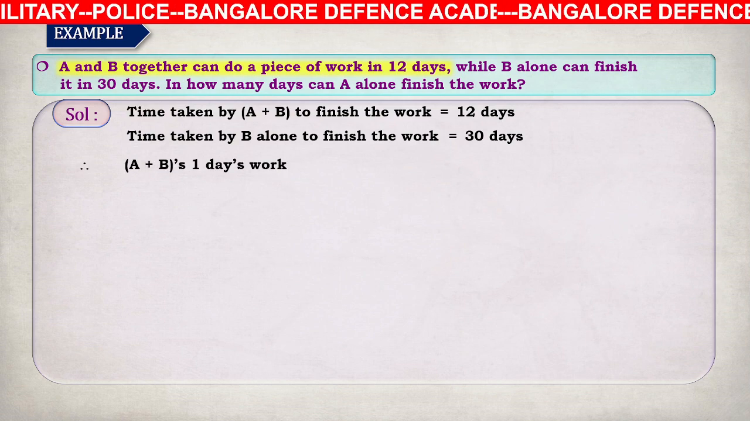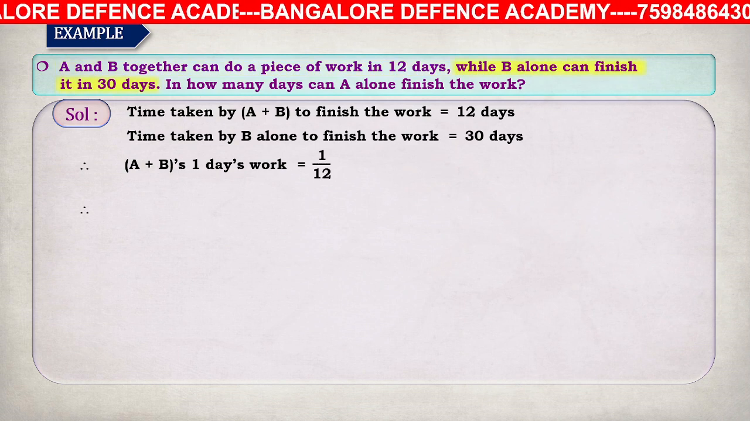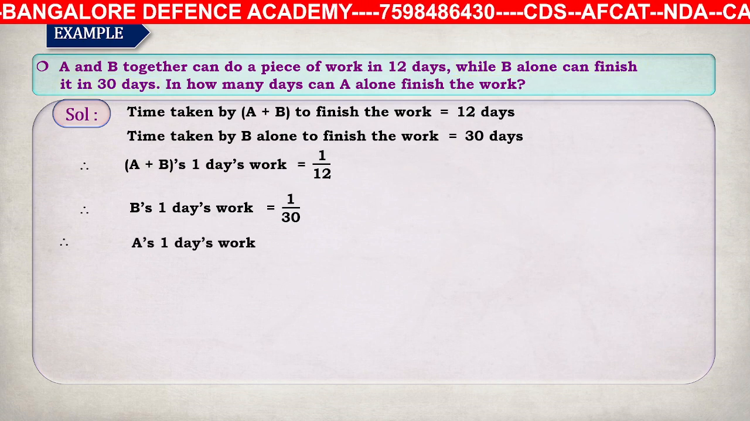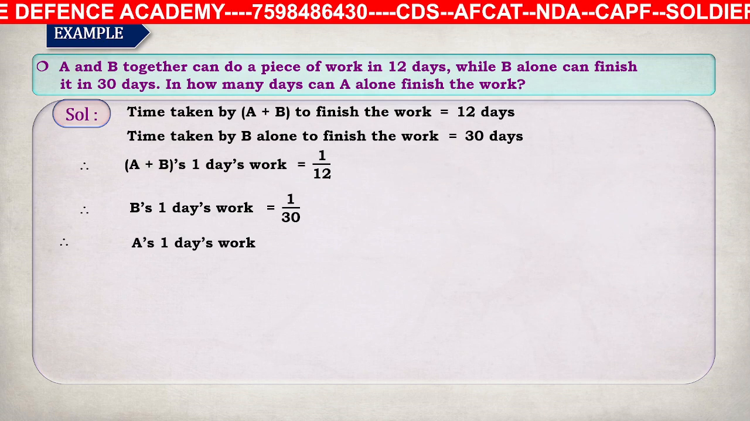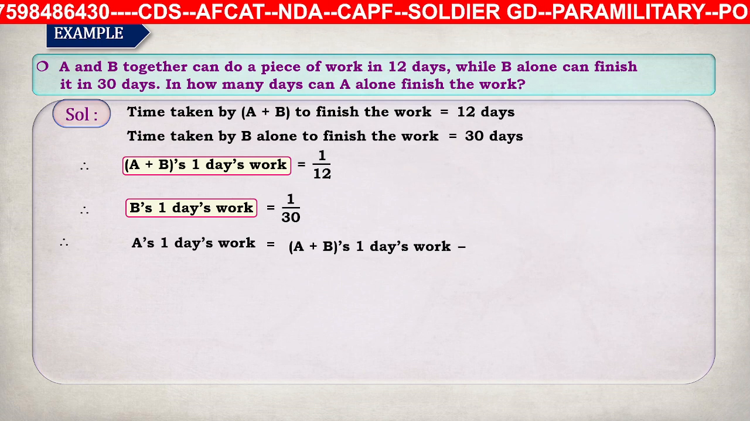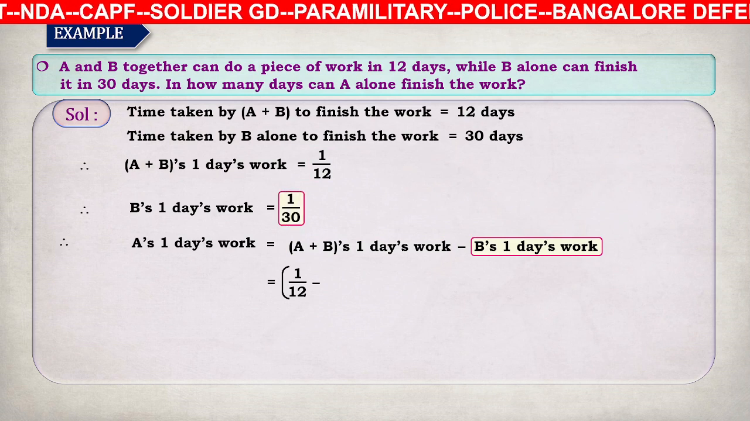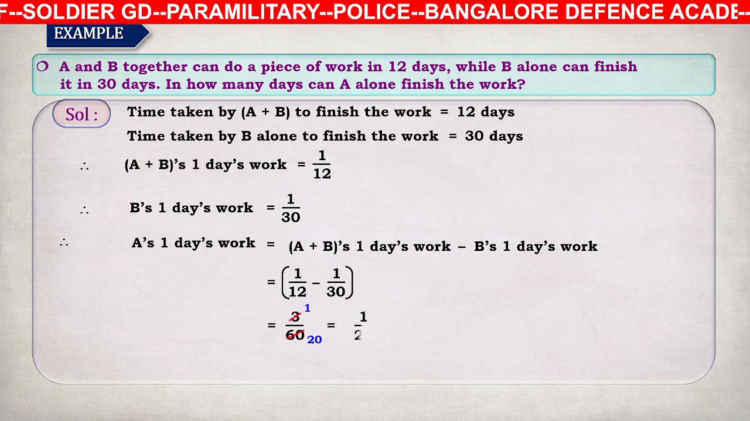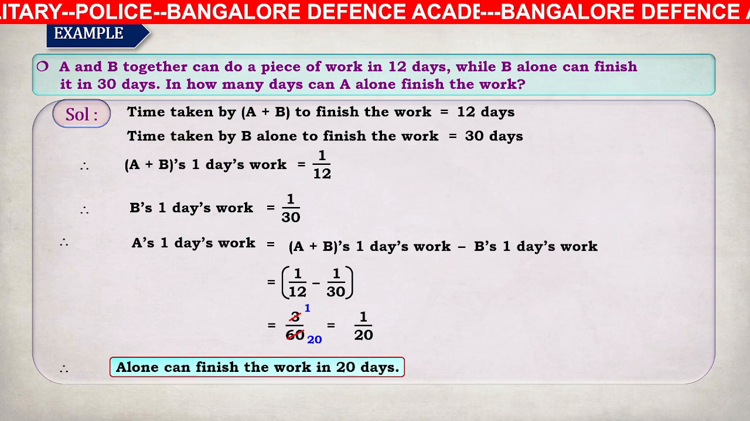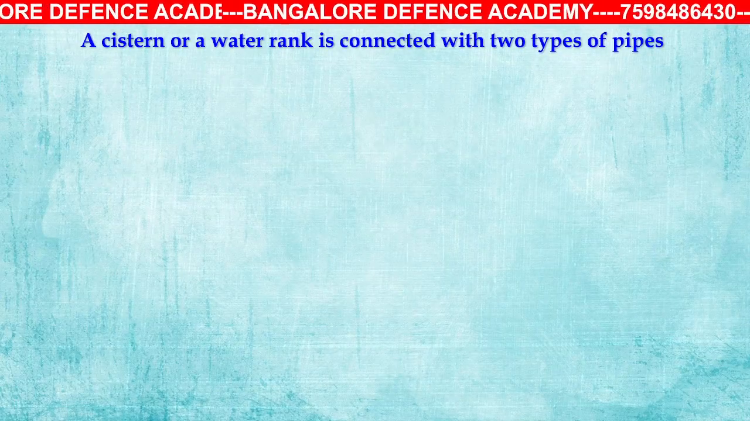If I take A and B's one day's work, it is 1 by 12. Now B's alone work is 1 by 30. Now I have to find how many days A alone will take. For this you have to subtract 1 by 30 from 1 by 12. So A's one day work is 1 by 12 minus B's work. When I simplify 1 by 12 minus 1 by 30, you get the answer as 1 by 20. Now to find how many days A alone can do the work, you take the reciprocal, that is 20 days. Fine. So these are the examples of time and work.